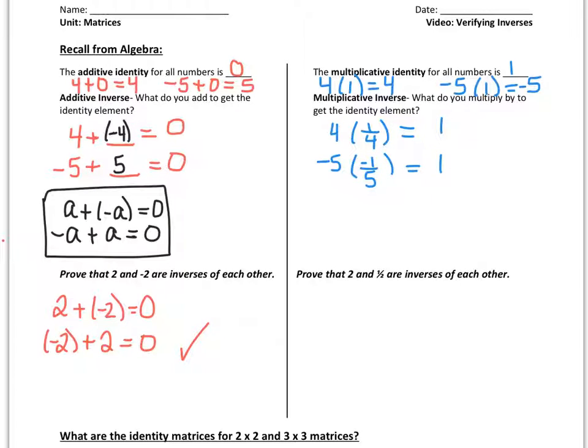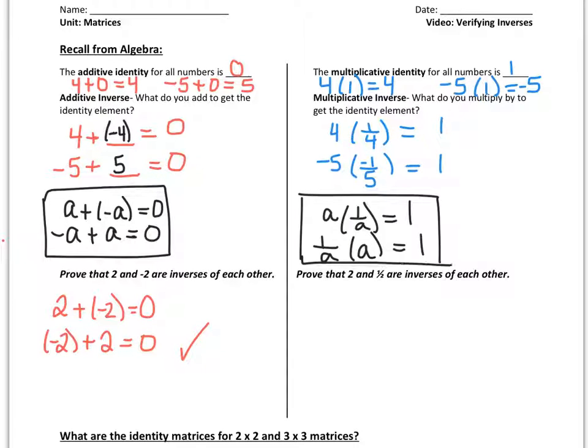So the definition for a multiplicative inverse is A times 1/A equals 1, and 1/A times A equals 1. This proves multiplicative inverses. So if I want to prove that 2 and 1/2 are inverses of each other, I have to show that this is true. If I take 2 and multiply it by 1/2, I get 1, and 1/2 times 2 gives us 1. So that proves that both of those are inverses of each other.